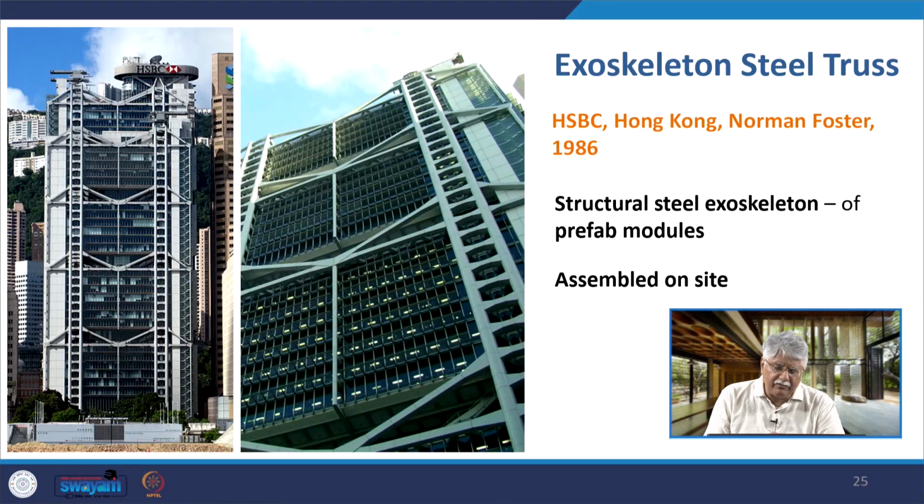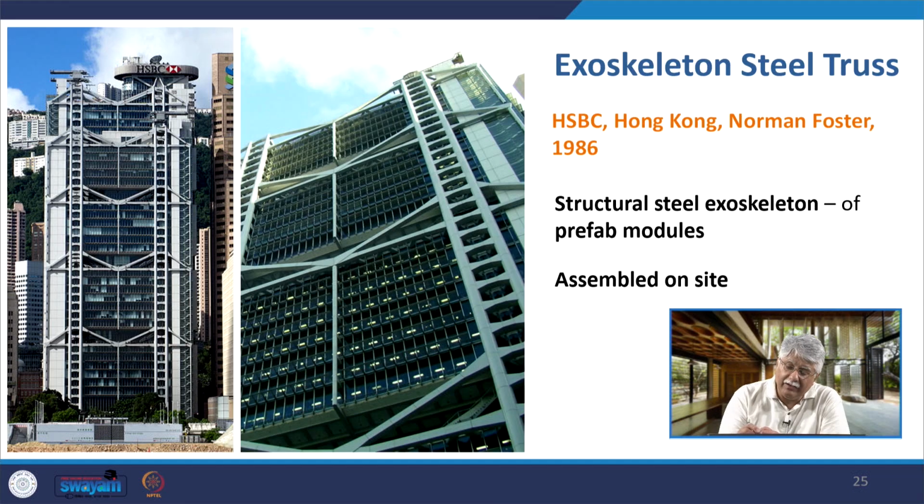Another very interesting and innovative structural system was developed for the Hong Kong and Shanghai Banking Corporation, their headquarters in Hong Kong, designed by Norman Foster in 1986. At that time, this building turned out to be the most expensive skyscraper per square foot. And this is a part of the high-tech movement, which I will talk about in later lectures.